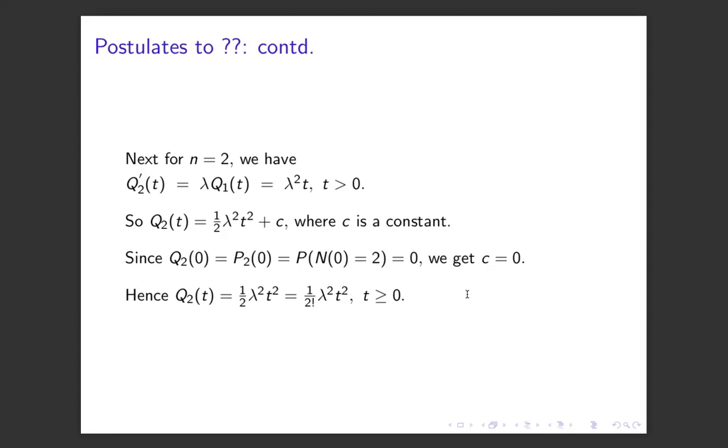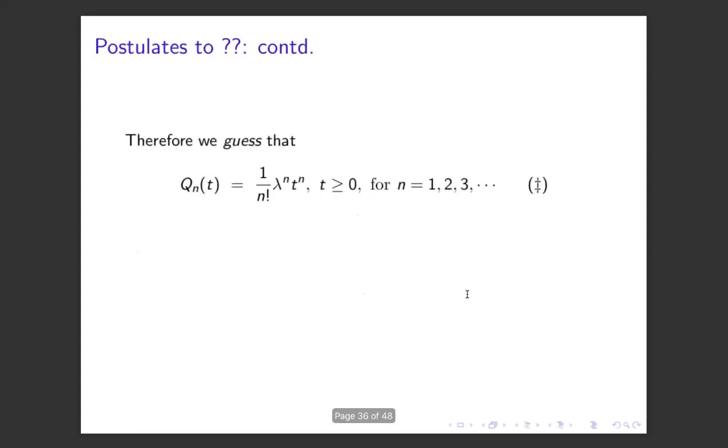Please note it down. So therefore, we guess that Q sub n of t is going to be 1 divided by n factorial multiplied with lambda power n t power n, for t greater than or equal to 0 and n equal to 1, 2, 3, etc. So denote this system of equations by double dagger.